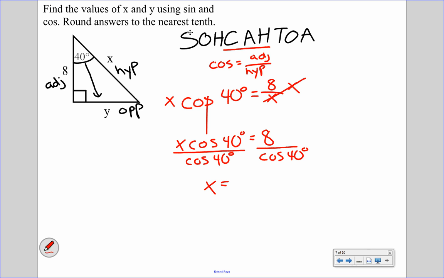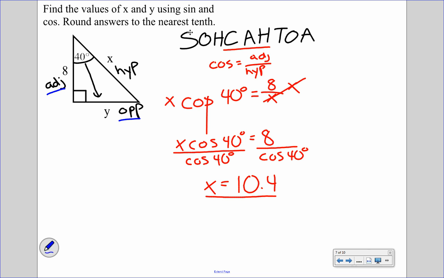If we put this in a calculator, we find that x equals 8 divided by the cosine of 40, which is roughly 10.4. Now we have to go back and solve for y. The part of our triangle that is y is our opposite side. So we're looking for our opposite, and we have our adjacent.